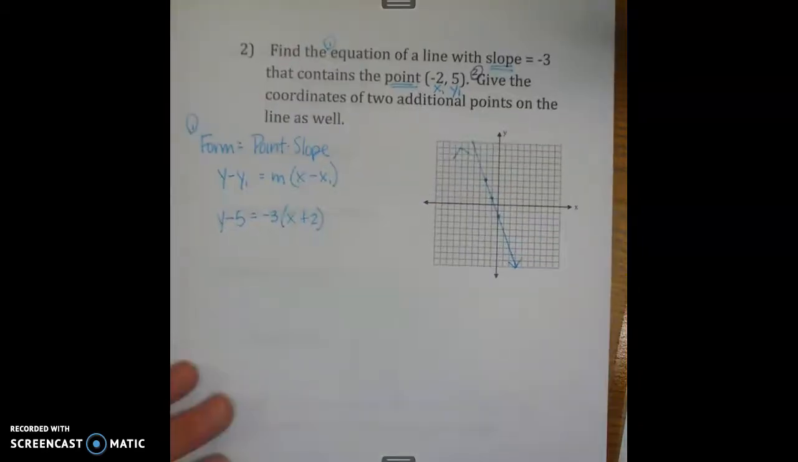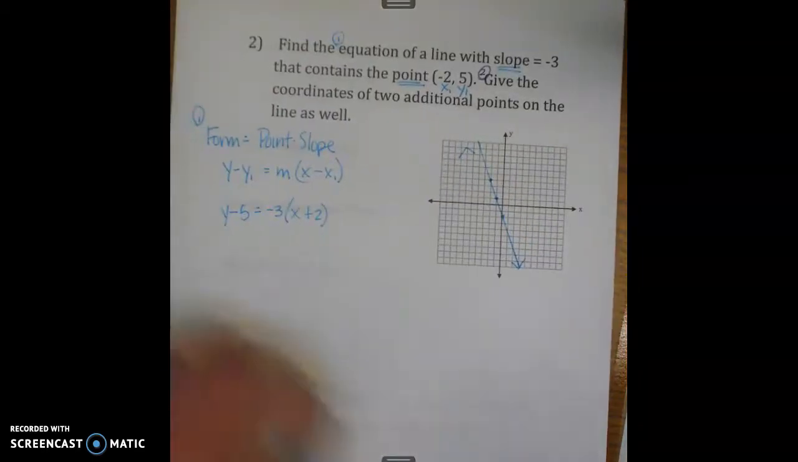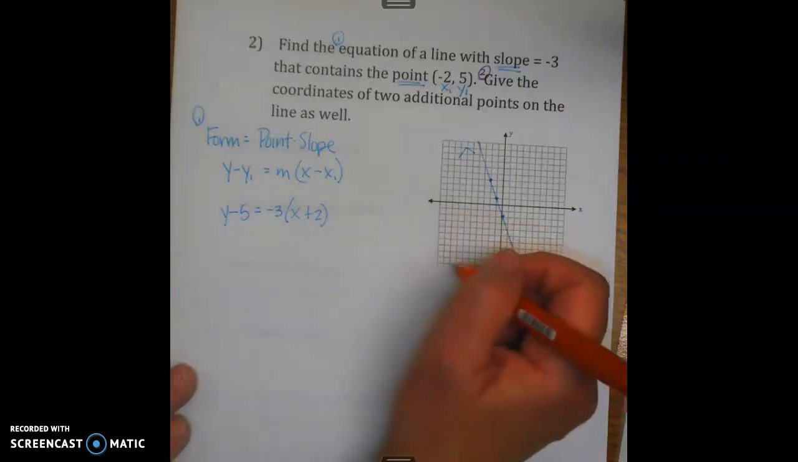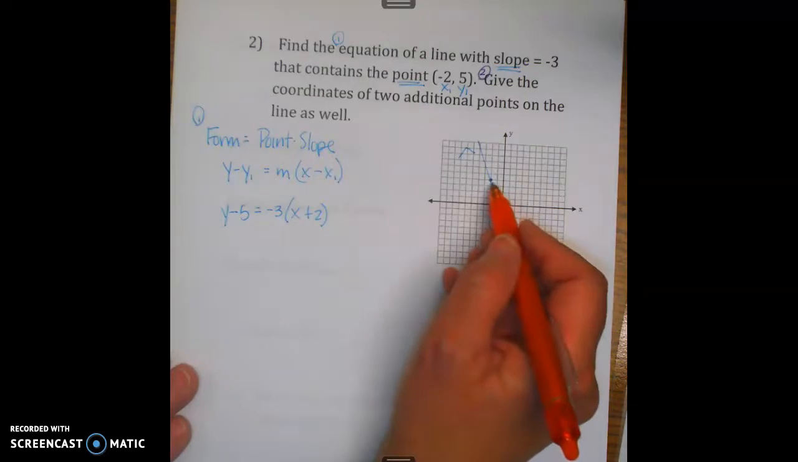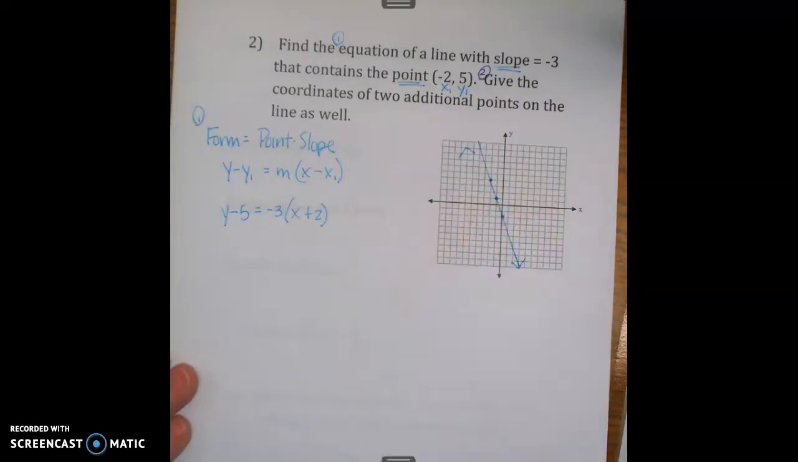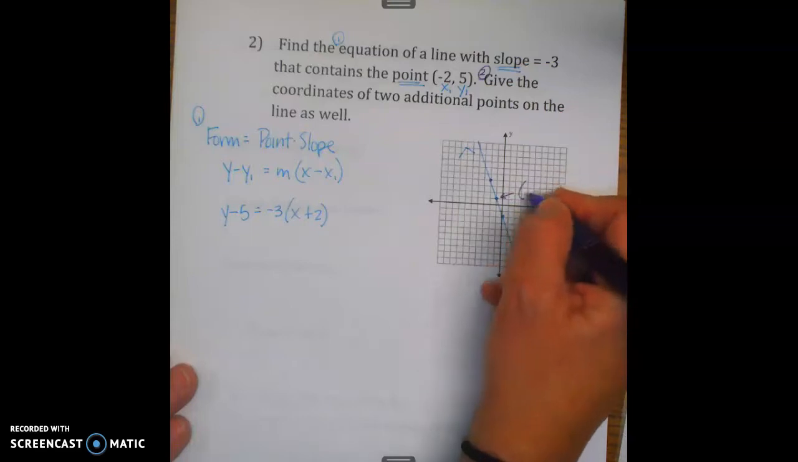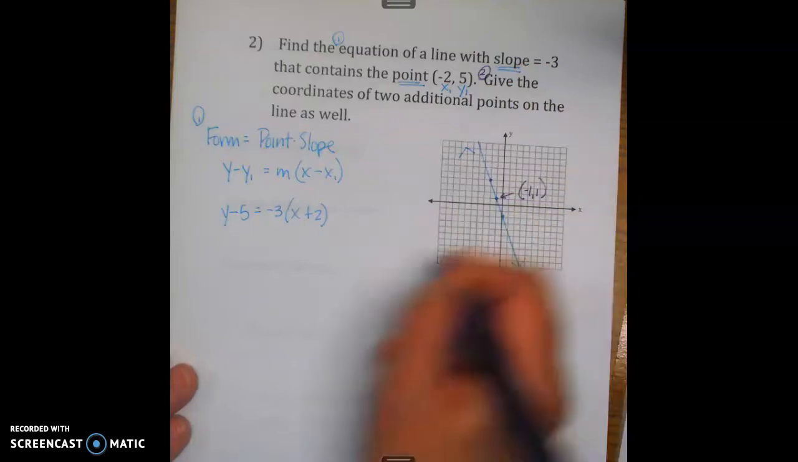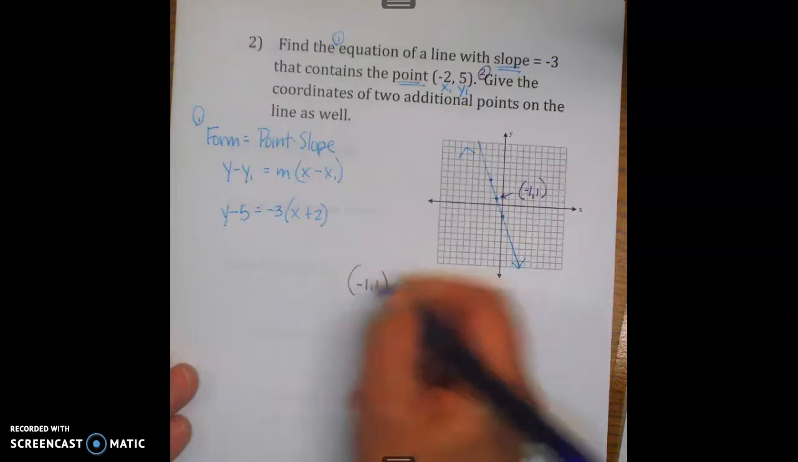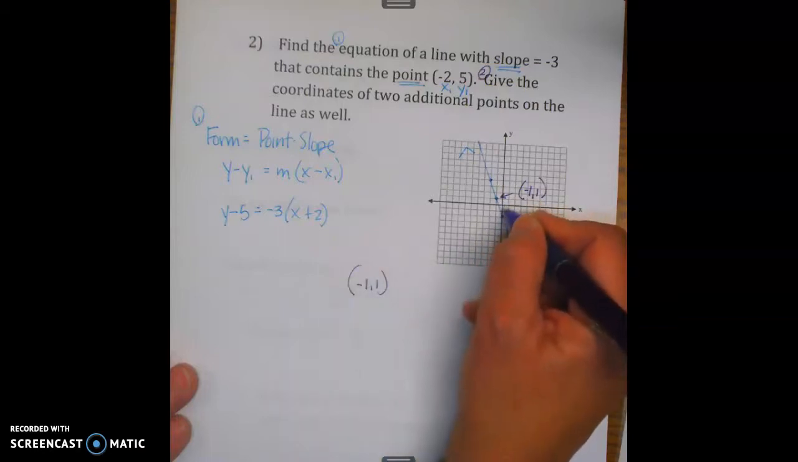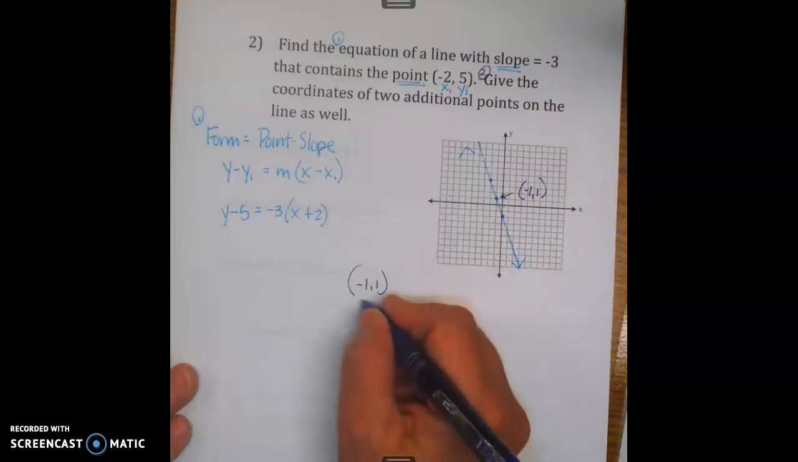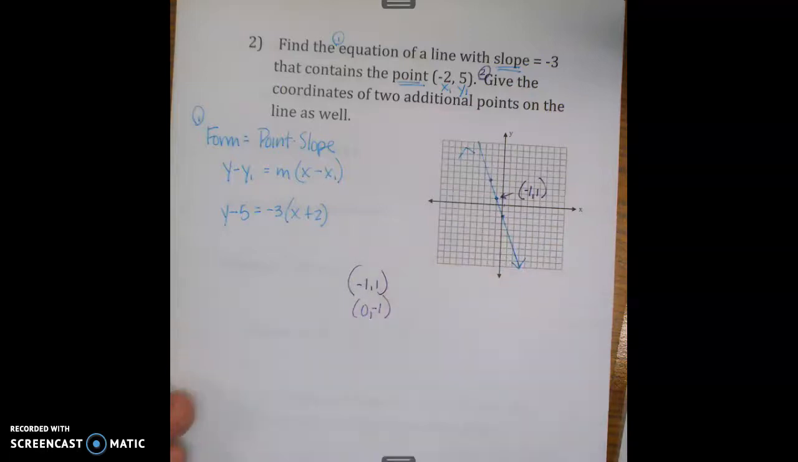Okay. And it asks for a couple of additional points on the line. Well, I started at -2, 5. When I went down 3 and over 1, one of the points I had was -1, 2. And then I went down 3 and over 1 again, and I hit my y-intercept, which was 0, -1. Okay, so that would be an additional point. So that's just a way of getting your points answered. Pardon the pun. And that's all we have for this one.